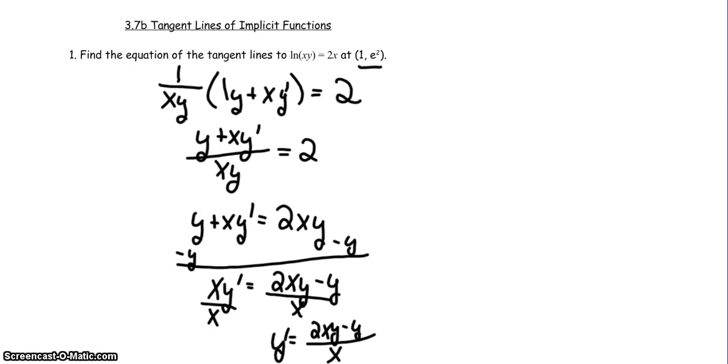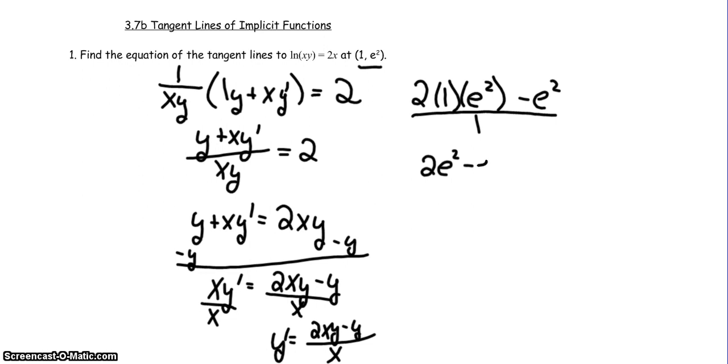Now I'm going to need to plug the point in. So I have 2 times 1 times e squared minus e squared all over 1. So 2e squared minus e squared over 1 is going to come right down to having a slope of e squared.